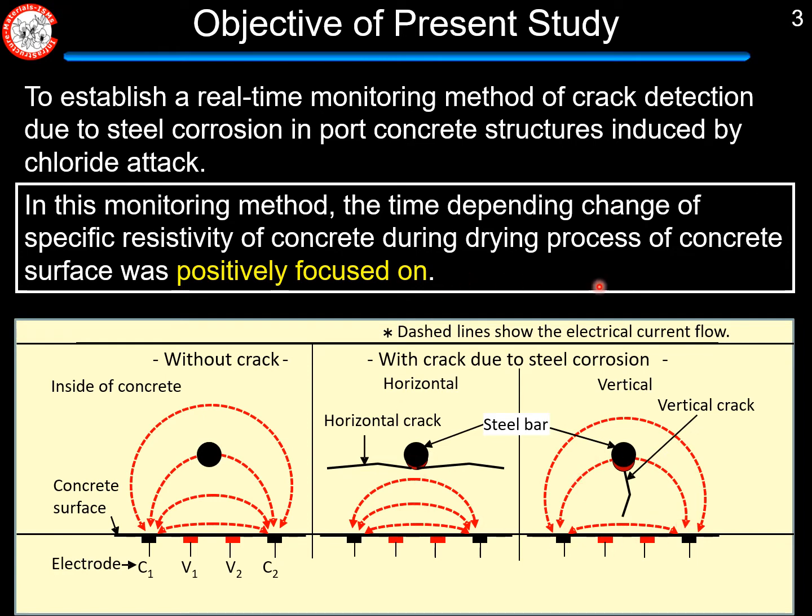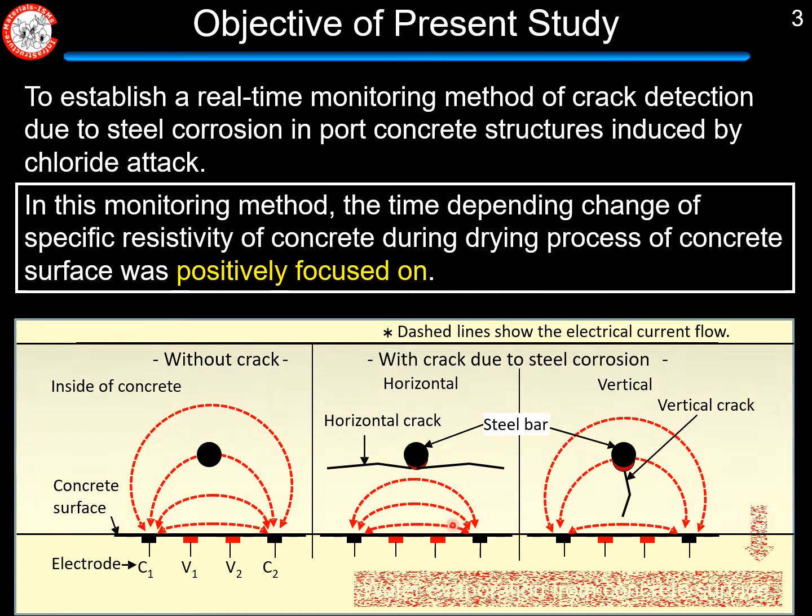In the case of the drying process, water evaporates from the surface area, so the change of specific resistivity depends on the cracking situation. So we can detect the generation of a crack, or what kind of crack is generated, inside of the concrete.